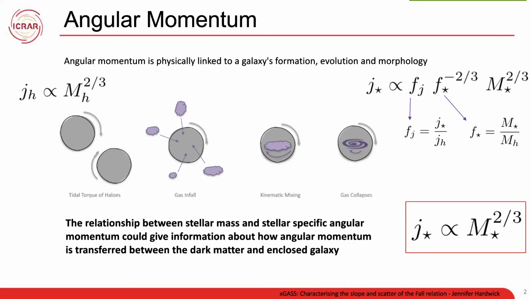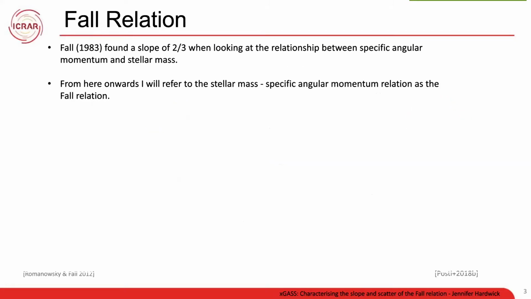Now you might think this is quite a simple assumption to be making, but this was actually what was found by Fall in 1983, where he found this relationship of 2/3 between stellar specific angular momentum and stellar mass. And because of this foundational work done by Fall, from here on I refer to this as the Fall relation.